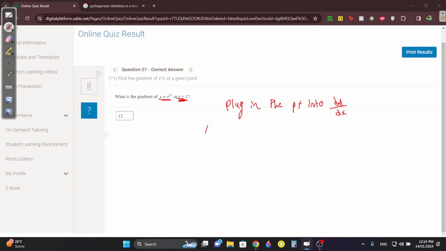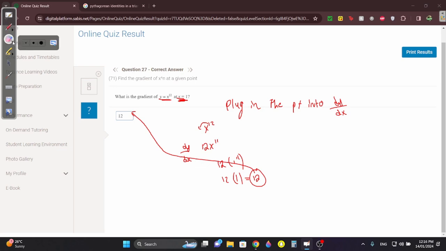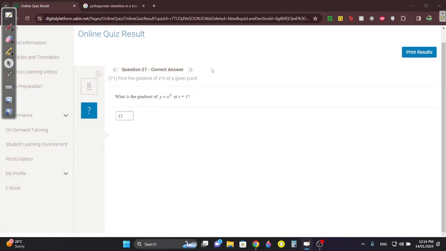How do I derive x to the power of 12? 12 times the coefficient will become 12. Then reduce the exponent by 1, it will become x to the power of 11. So this is my dy over dx. If I substitute x equals 1, it will be 12 times 1 to the power of 11. 1 to the power of 11 is 1, and 12 times 1 equals 12. So my gradient is 12. In this quiz, they didn't ask about finding the equation, so I don't think it will come in the AMS tomorrow, since they didn't ask about it in the quiz.